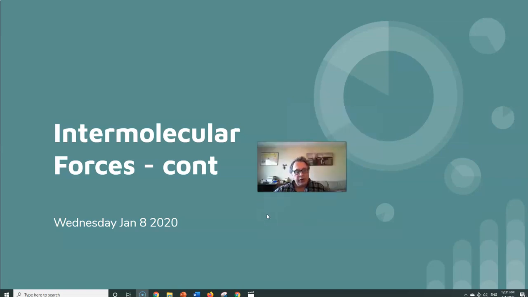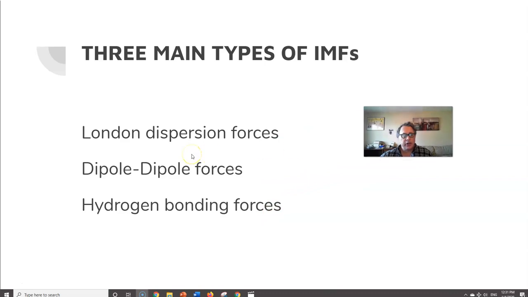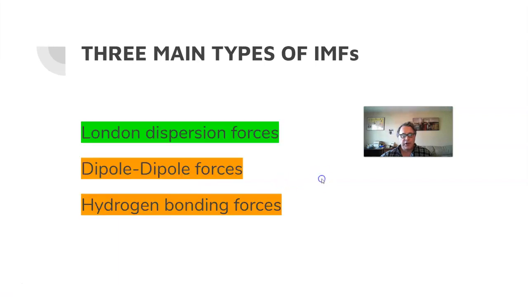We are continuing our study of intermolecular forces. And so here's where we are. There are three main types of intermolecular forces: London dispersion forces, dipole-dipole forces, and hydrogen bonding forces.